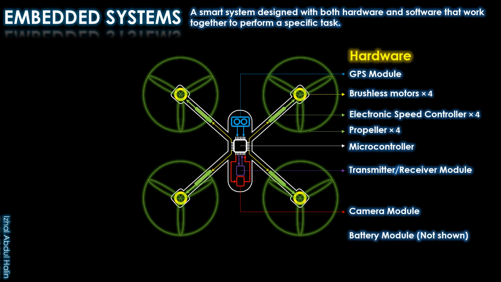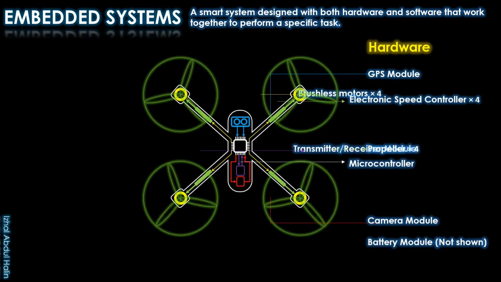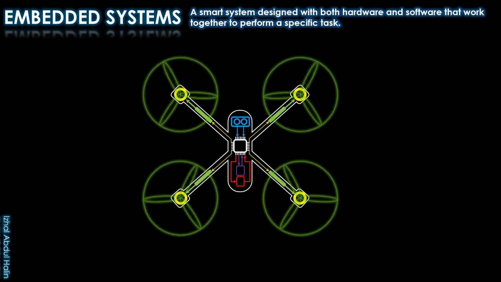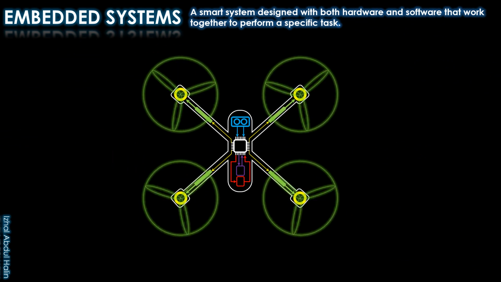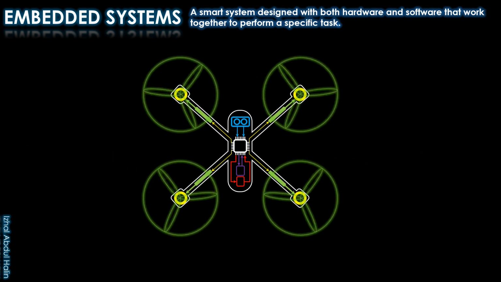A flight controller software, usually written in embedded C language, is written and uploaded into the microcontroller to control all of the hardware components of the drone. Thus, this drone consists of both hardware and software, making it an embedded system.